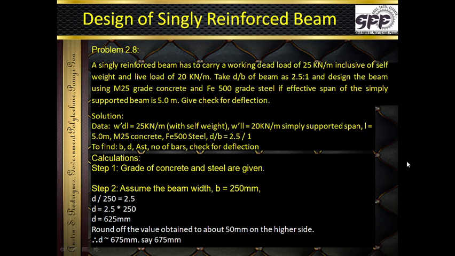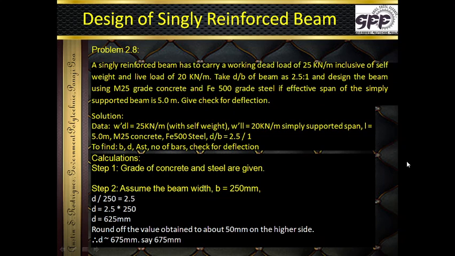What we have been given is working dead load of 25 kilonewton per meter inclusive of self weight. Now what is a dead load? Dead load is the self weight of the beam, the self weight of the slab. From the slab the load goes on the beam, or it could be the wall which is giving the load on the beam. The beam is supporting that particular wall. So all these are the dead loads. All these dead loads have been compiled together, calculated together, and they have given us the value as 25 kilonewton per meter. And they have told us that there is a live load of 20 kilonewton per meter.